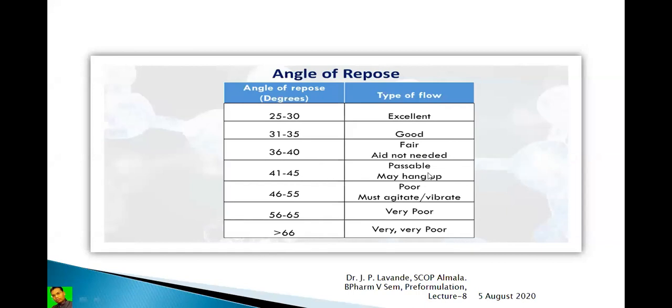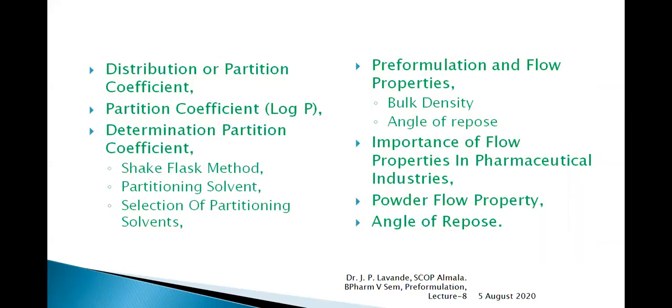If it is 41 to 45, it is passable. If it is 46 to 55, it is poor. If it is 56 to 65, it is very poor. And if it is more than 66, we can say that they have very, very poor flow properties. So what we saw in this particular lecture, we saw the partition coefficient and we saw the flow properties, right? What are the indicators of the flow properties? Carr's index, Poisson's ratio, and the angle of repose.